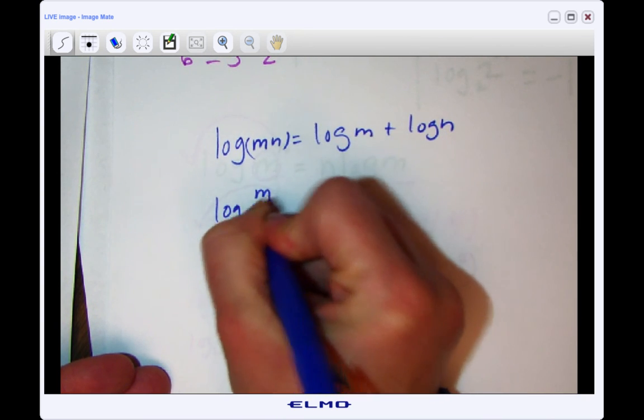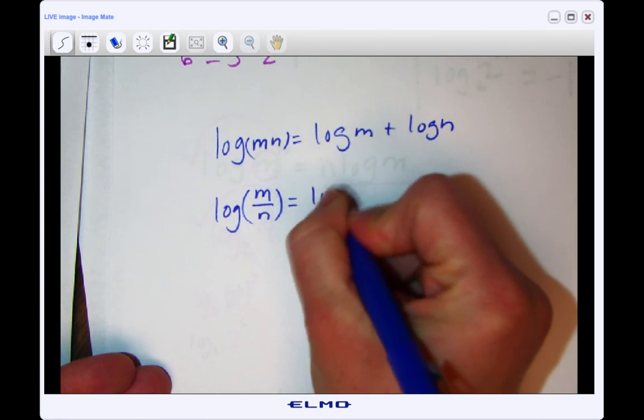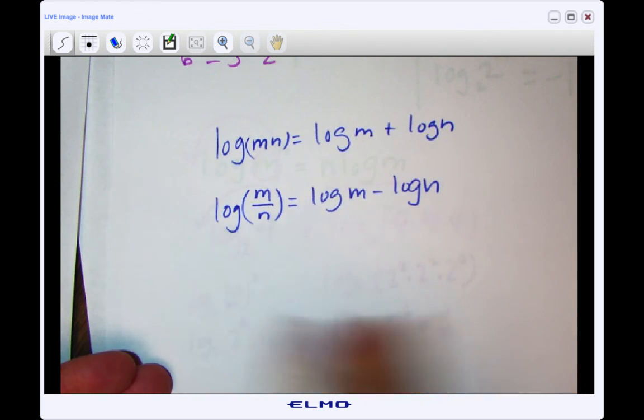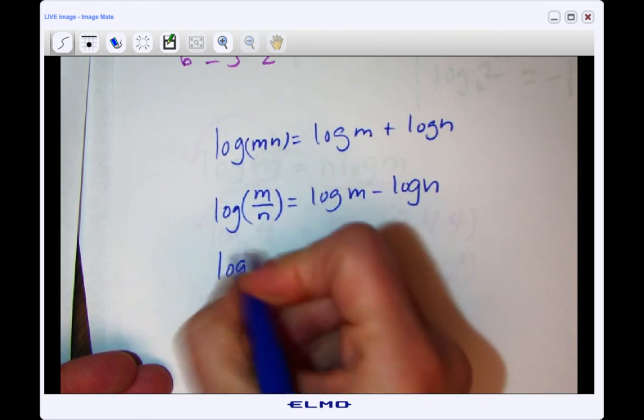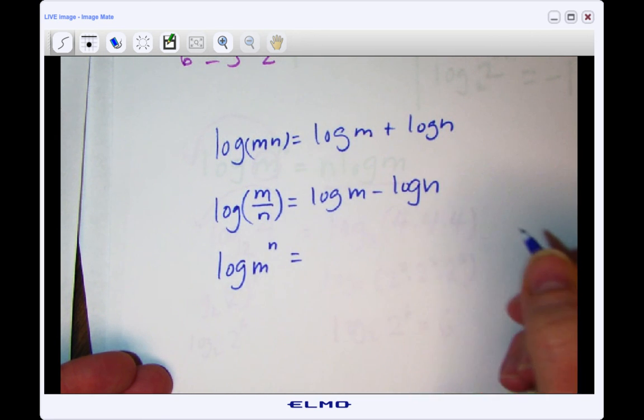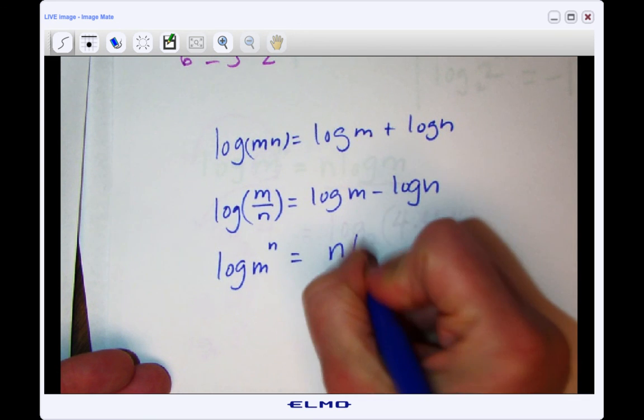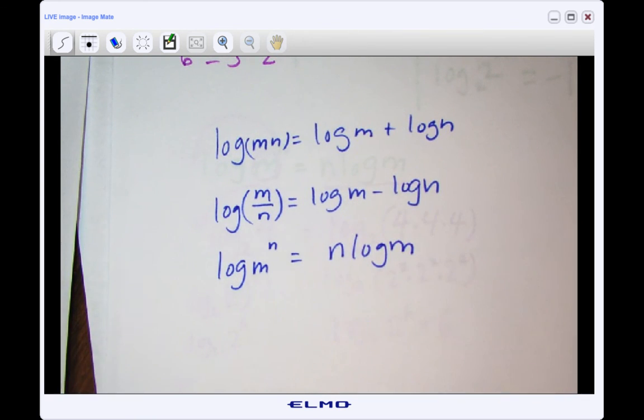Log base m over n means we subtract them. And log base m to the n means that we multiply them together. So this would be n log m. So those are our 3 log rules that we're going to be using. And actually, I'll show you in the next video how to simplify them, or use them, I guess, to expand and condense.